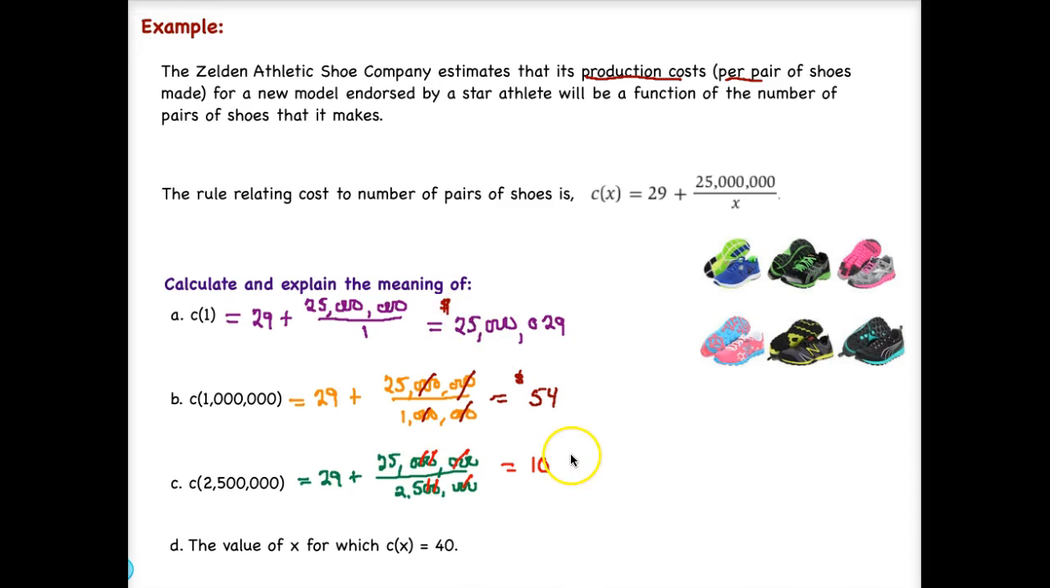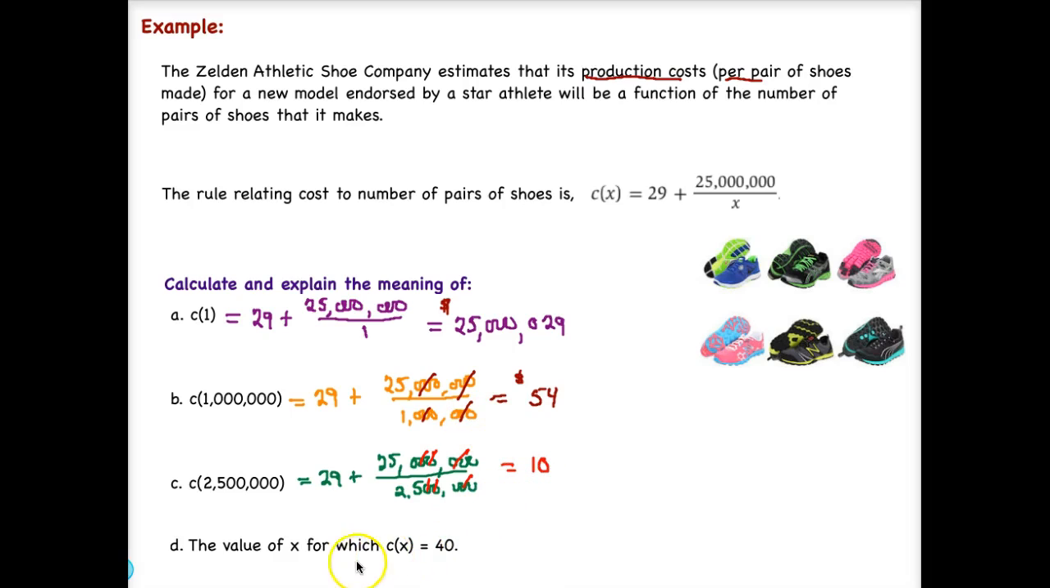So why is this happening? Why is our cost per production of a pair of shoes going down the more pairs of shoes that we make? Well, if you think about it, we have a lot of fixed overhead costs like rent and employee salaries and things like that. The more pairs of shoes we make, the more that cost is being spread out over those shoes, and it's going down.